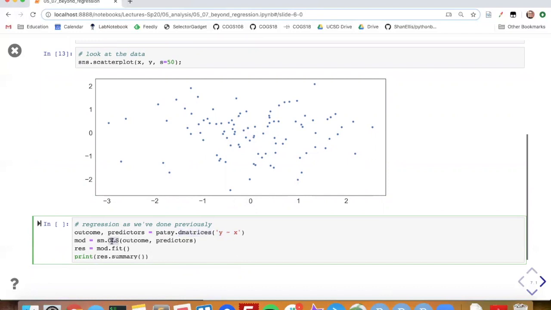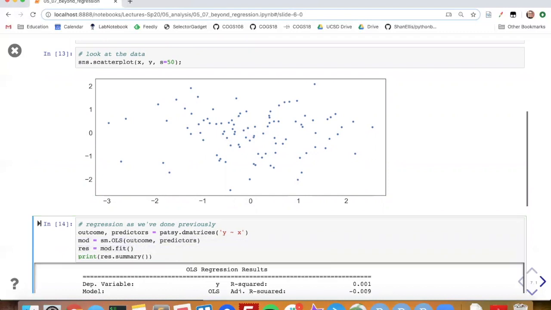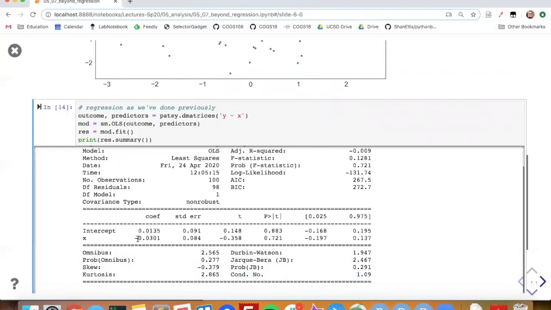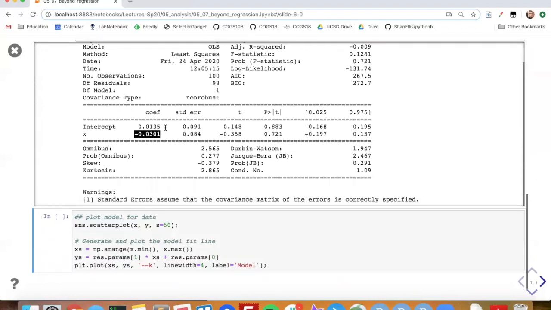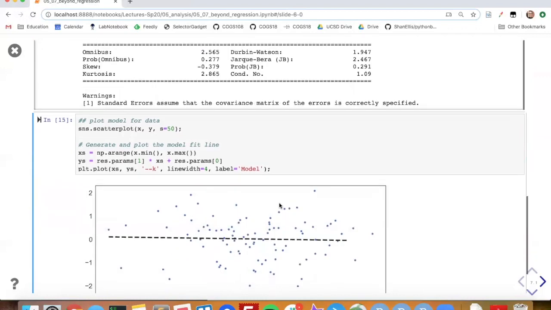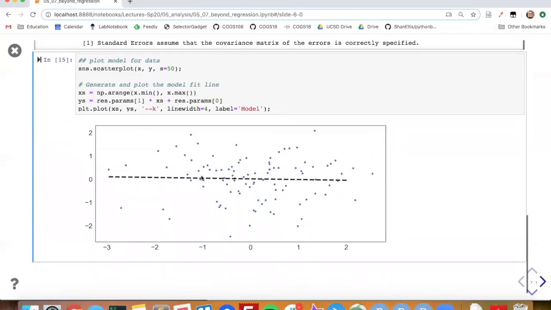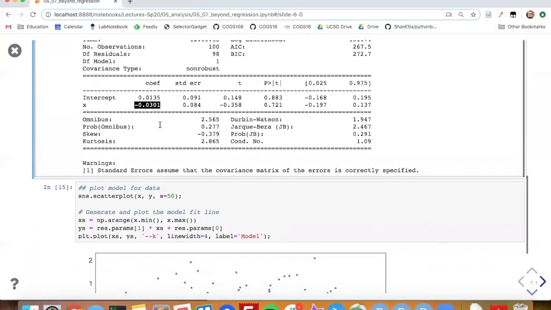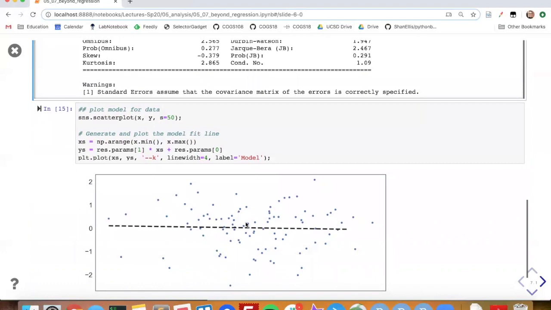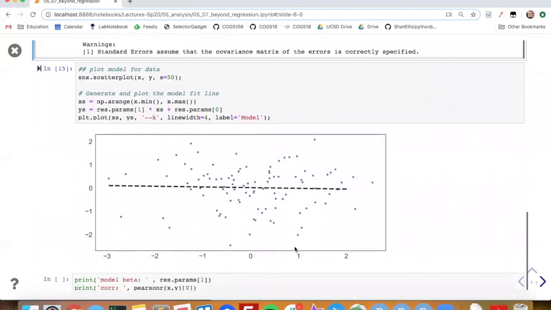I then carry out ordinary least squares regression using linear regression and look at the results. What we see here is that beta 1 is a negative 0.03. And I said that this value is going to be equal to R under the conditions that we have here. So let's look at visually what this looks like. That is a pretty flat line, but in a slightly negative direction, which is what 0.03 as the slope indicates. And here are the same data, just with a line over top of it.